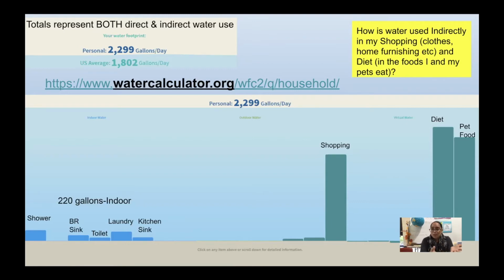So my question for you guys is, how is water used indirectly in shopping and diet, in the foods that we eat and the foods that we feed our animals? So water is involved in all of those processes.